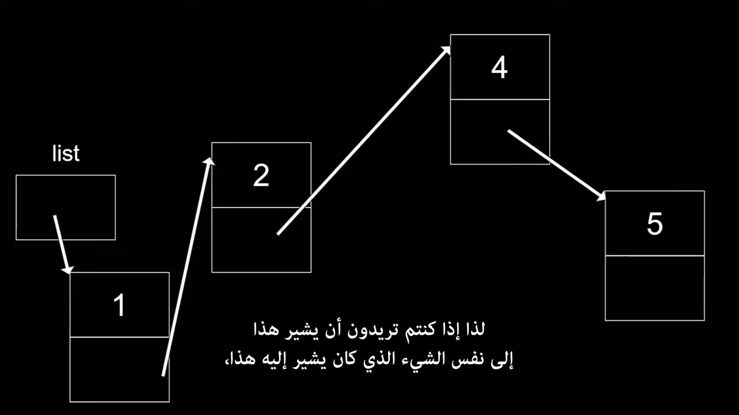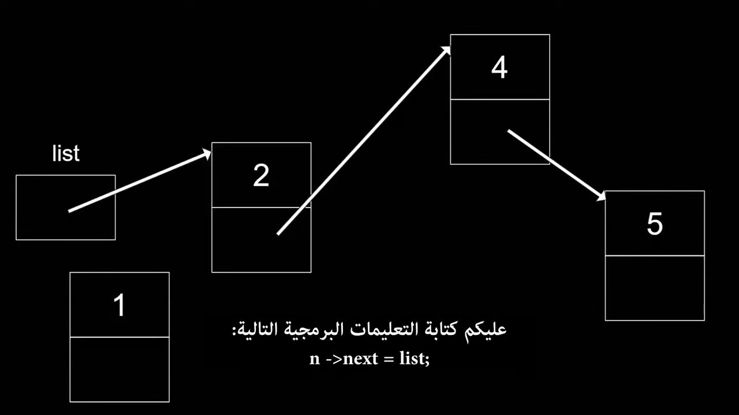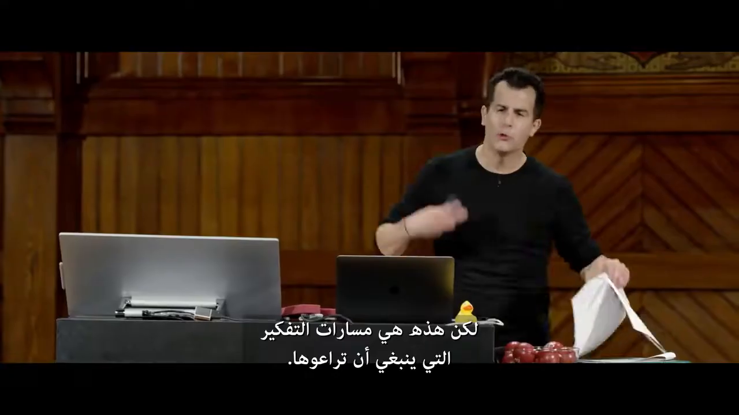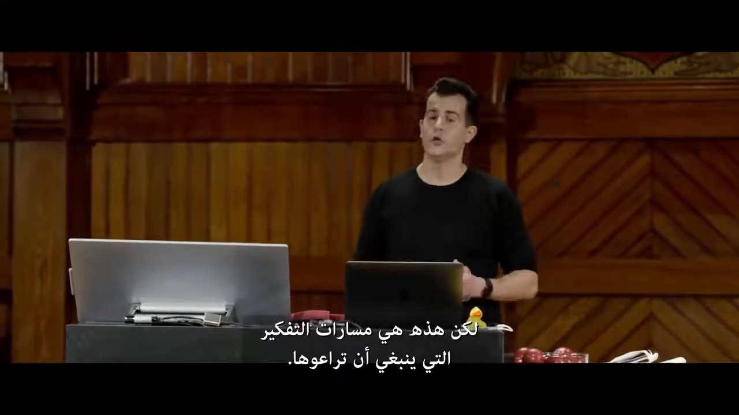And you can initialize it to point at whatever list is pointing at. So if you want this thing to point at the same thing that this thing was pointing at, you literally just say in code, n arrow next equals whatever list is pointing at. And then you say the list should equal n itself. And again, you'll see in section this week and in the upcoming problem set actual opportunities to apply these kinds of lines of code. But those are the kinds of thought processes that you should be mindful of.